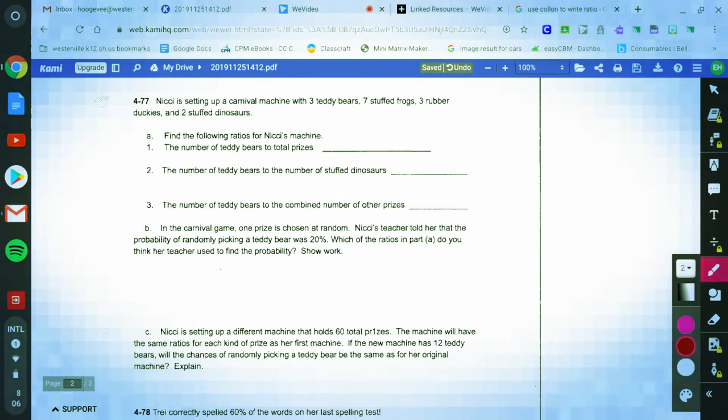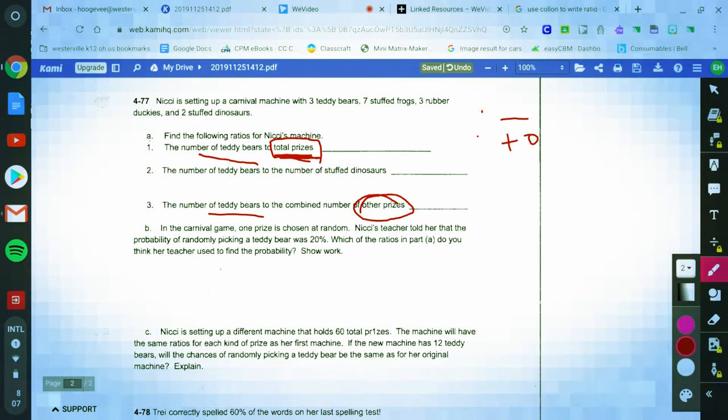477. Nikki set up a carnival machine with 3 teddy bears, 7 stuffed frogs, 3 rubber duckies, and 2 stuffed dinosaurs. Find the following ratios for Nikki. So again, what are we comparing? You can write it again as a colon, a fraction, or using the word to. Got the number of teddy bears to total prizes. So remember, the word total prizes includes teddy bears. The number of teddy bears to the number of stuffed dinosaurs. The number of teddy bears to the combined number of other prizes. So for this one, we will not include teddy bears.